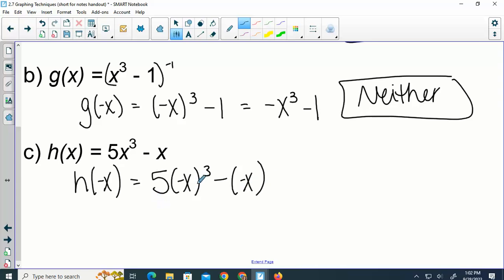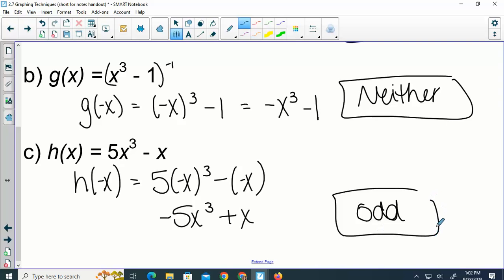So negative to the third would still be negative, so we get negative 5x cubed minus a negative, so that's plus x. Is that what I started with? No. Is it the exact opposite? Yes, so that is the definition of odd. So if it's written in function notation, it's actually a lot easier, so we can just plug in our negatives.